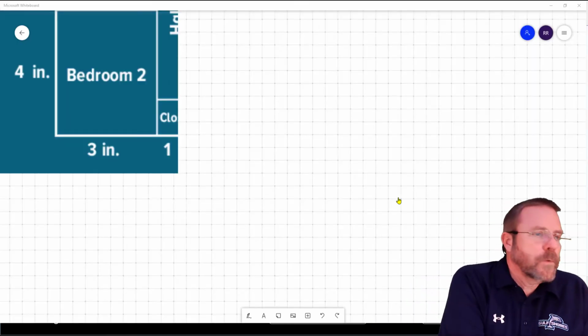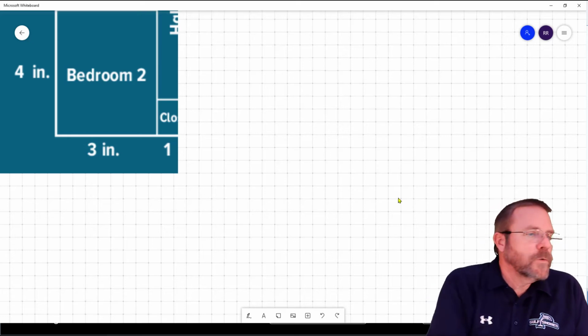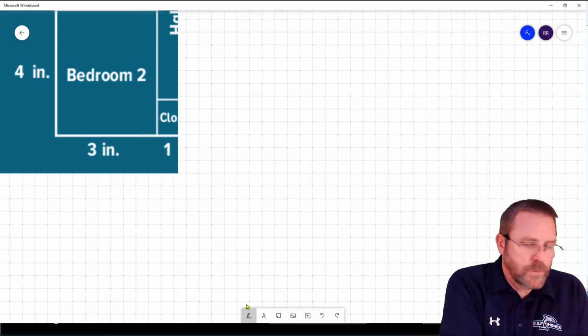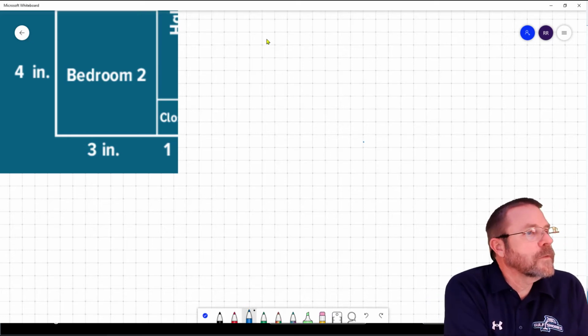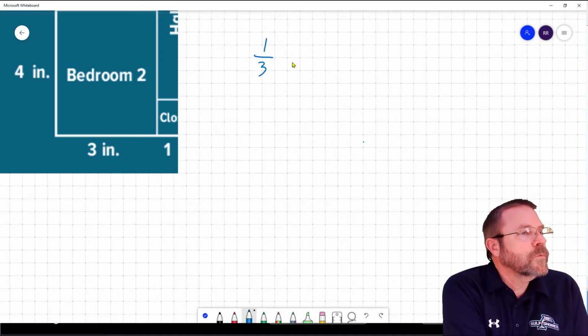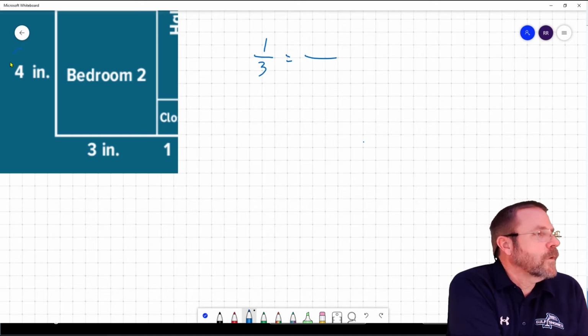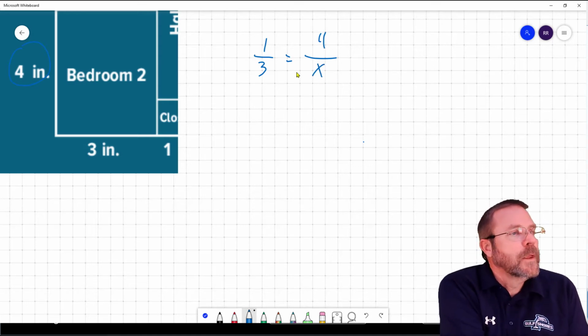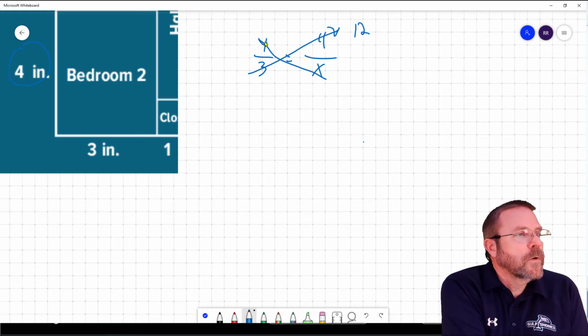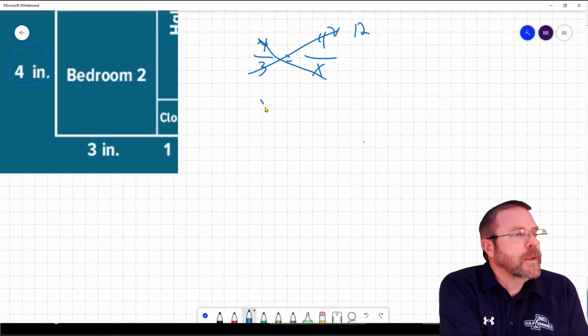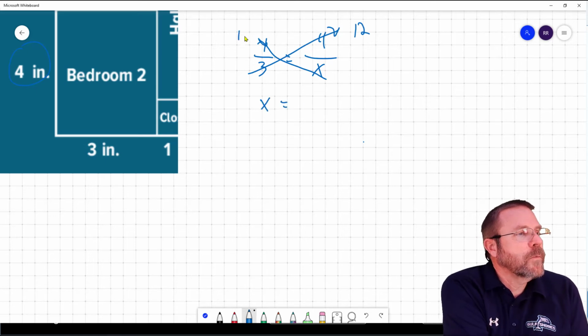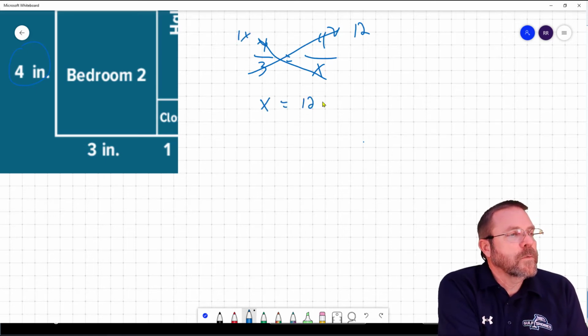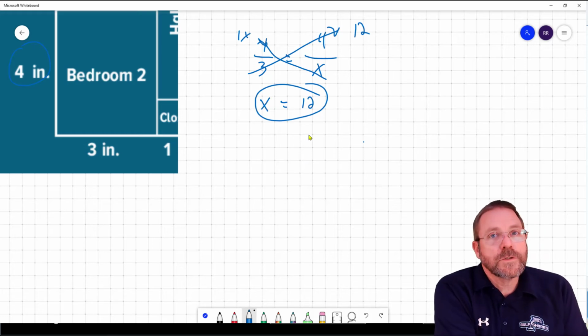So let's take a look at how we're going to set this up. First thing we need to do is set up our proportions. So I can say that 1 inch is to 3 feet, as, I'm going to focus on that one, 4 inches is to some unknown number of feet. We'll call that x. We're going to do our cross products. 3 times 4 is going to be 12. 1 times x is going to be x, so x is going to equal 12, which is one of our dimensions.